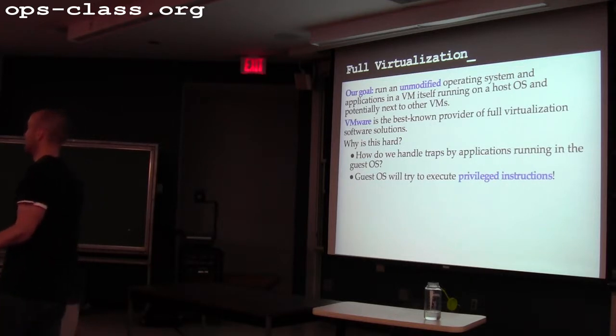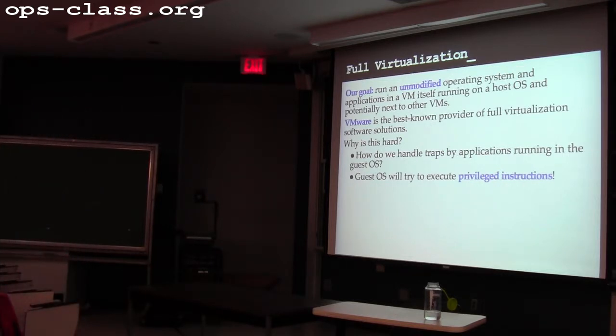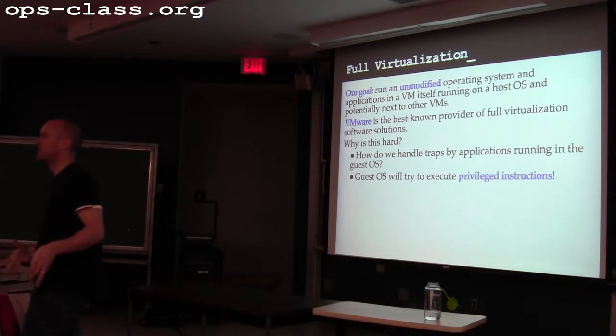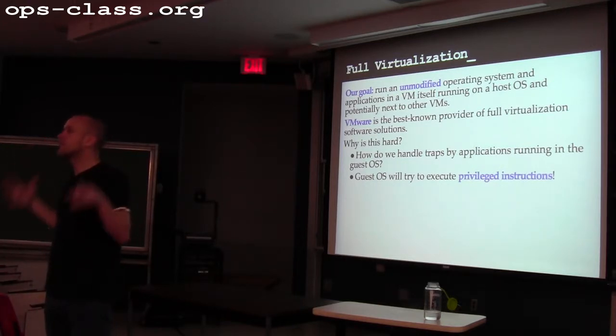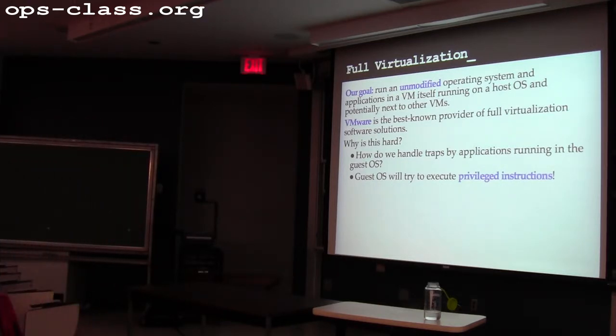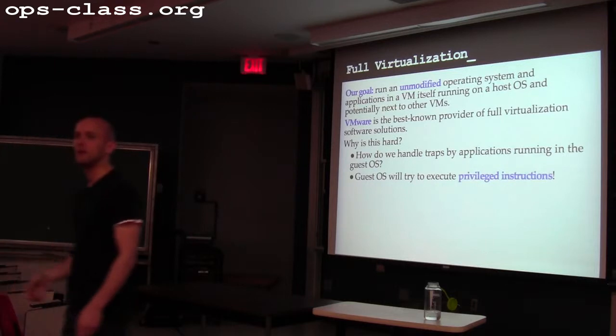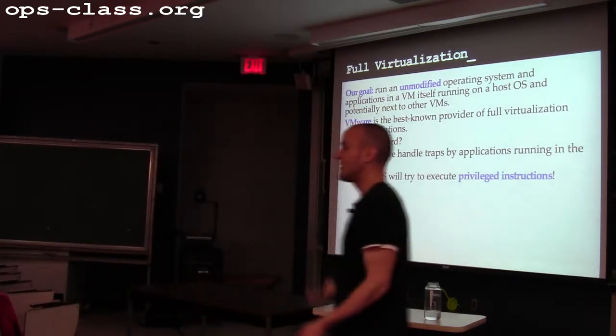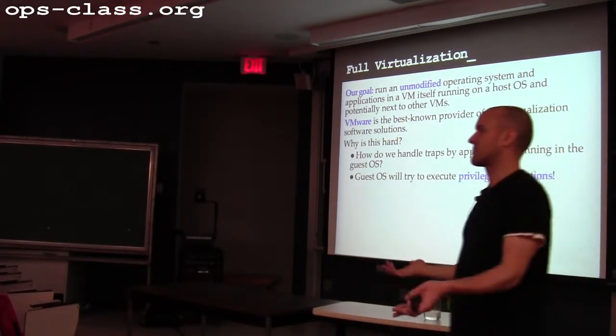Not really, right? All it knows is that someone told it to send the traps generated by this application to this virtual machine monitor, right? That's all it knows. It doesn't have any idea that there's an application. So what does the entire virtual machine look like to the host OS in a full virtualization scenario? Keith? It looks like an application, right? All it knows is that an application generated a fault of some kind, right?